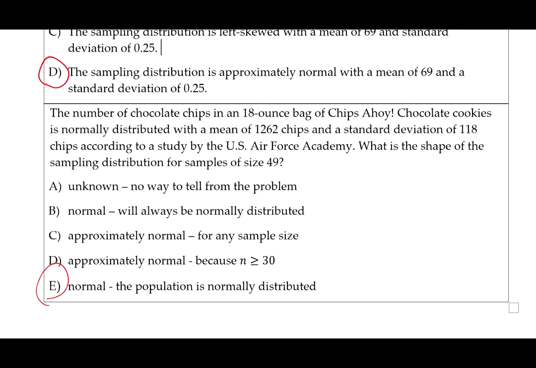If the sampling distribution came from a population that was not normally distributed, for example, if the number of chocolate chips were left skewed or right skewed, or the shape was unknown, then our answer would have been D, because our sample size of 49 is at least 30. However, we don't need a sample size that large if the population is already normally distributed.